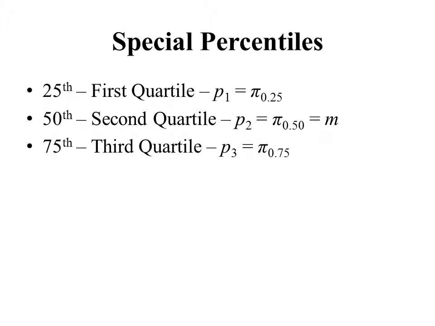Now there are three special percentiles that we like to point out, that we give special names to. They are the 25th, the 50th, and 75th percentiles, called the first, second, and third quartiles, denoted P1, P2, and P3, or pi sub 0.25, pi sub 0.5, and pi sub 0.75.